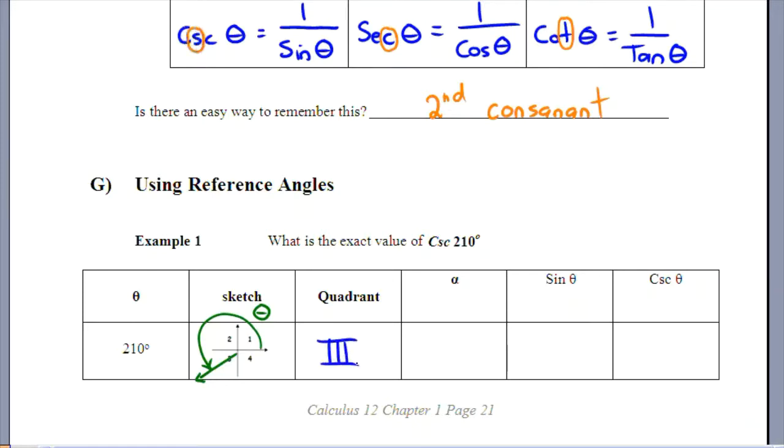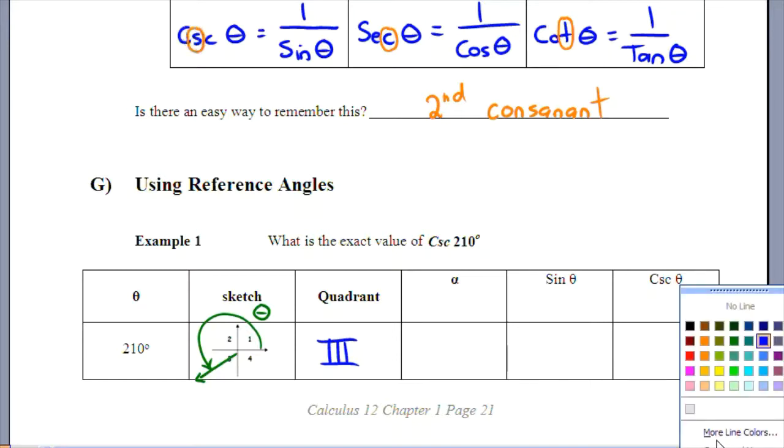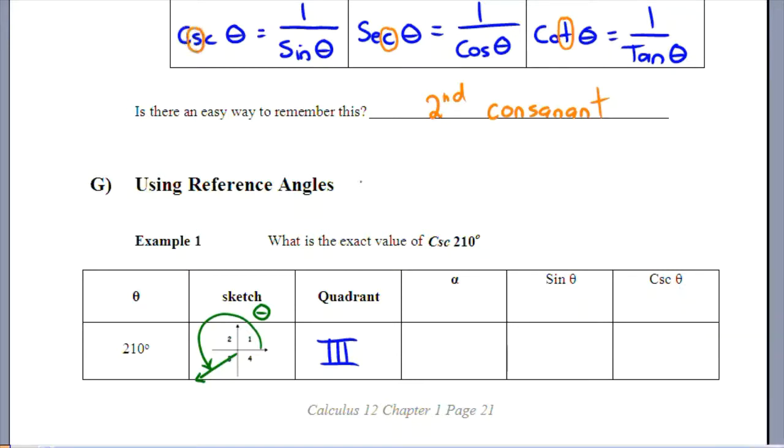Now, what's this alpha thing? Well, that's the reference angle. The reference angle is a little helping angle you can use to try to find answers to exact value questions. It's the angle between your final ray and the x-axis, the quickest you can get back to the x-axis. So 210 is like 180 and 30 degrees more. Just this angle in here, that's the reference angle, 30 degrees.